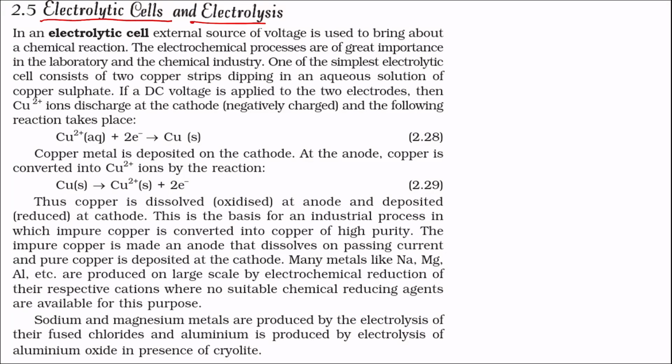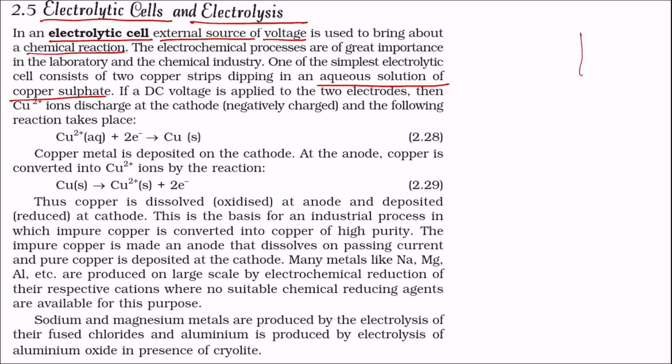Electrolytic cell and electrolysis. Electrolytic cell. In an electrolytic cell, an external source of voltage is used to bring about a chemical reaction. The electrochemical processes are of great importance in the laboratory and the chemical industry. One of the simplest electrolytic cells consists of two copper strips dipping in an aqueous solution of copper sulfate.